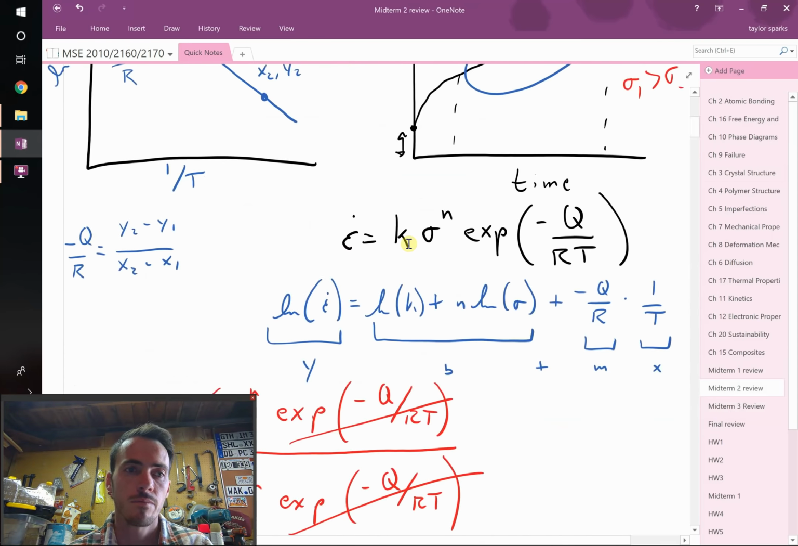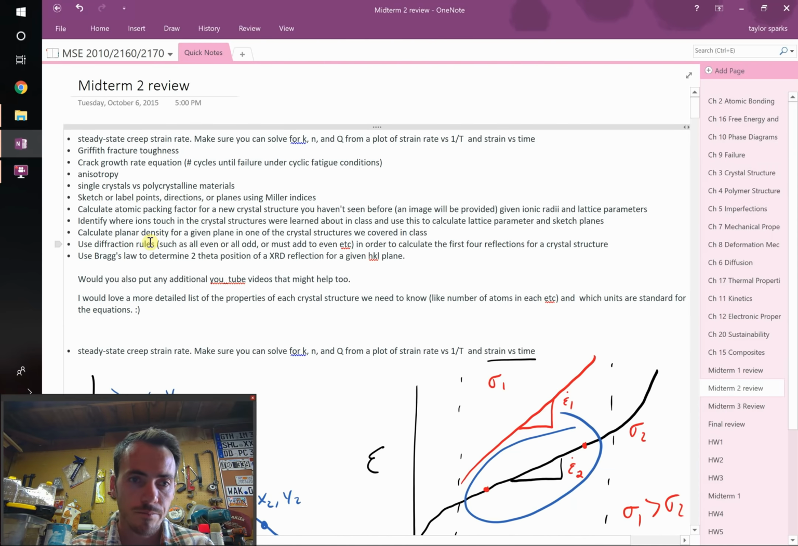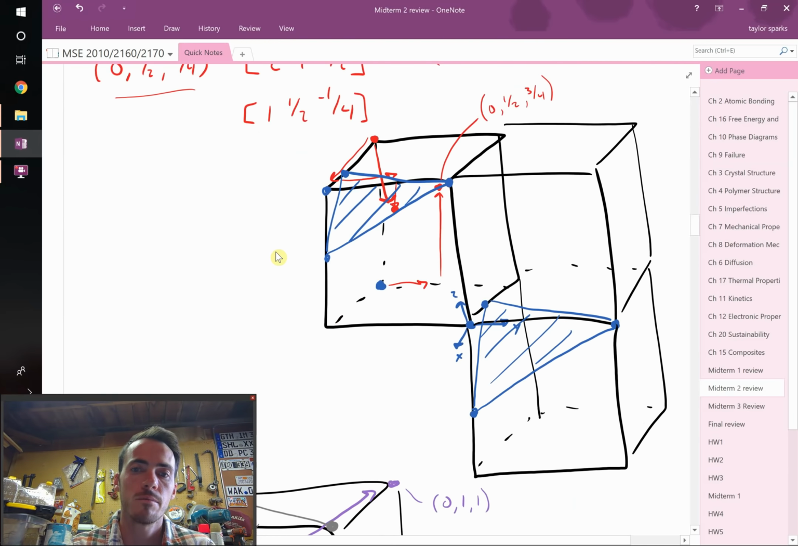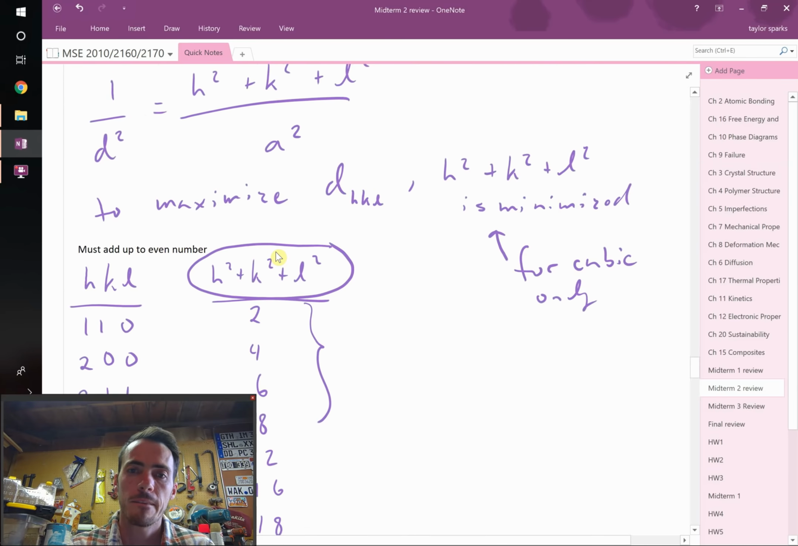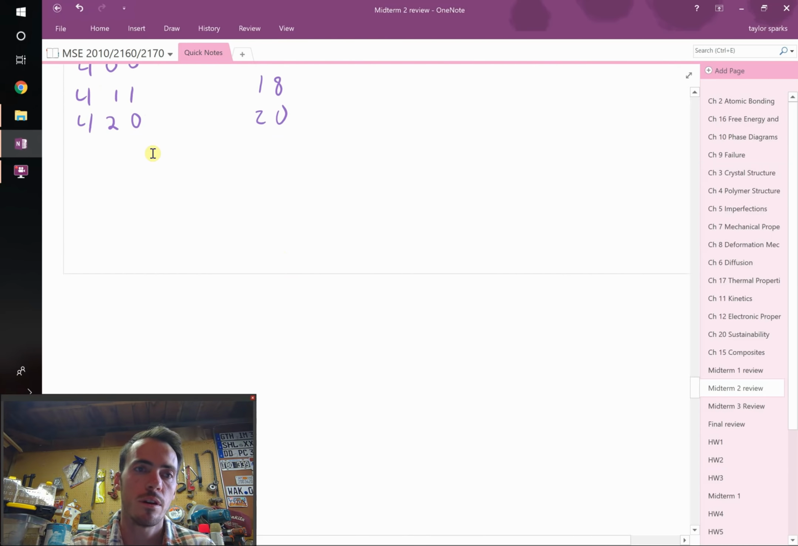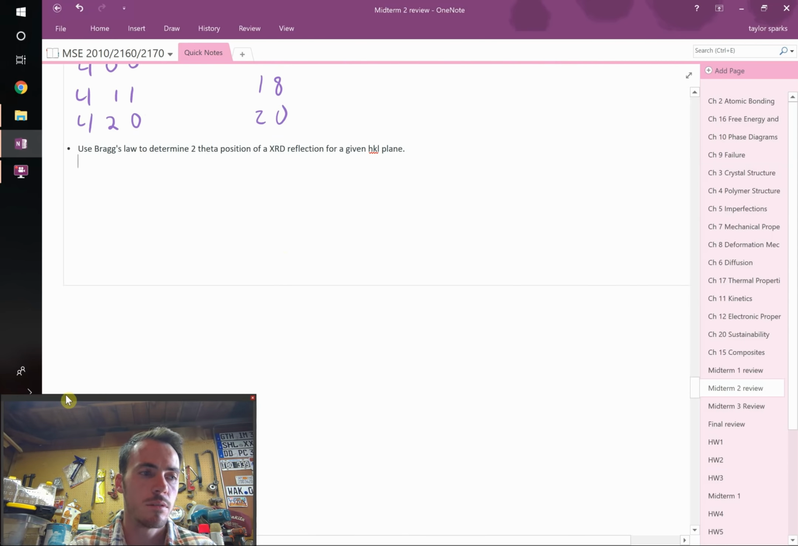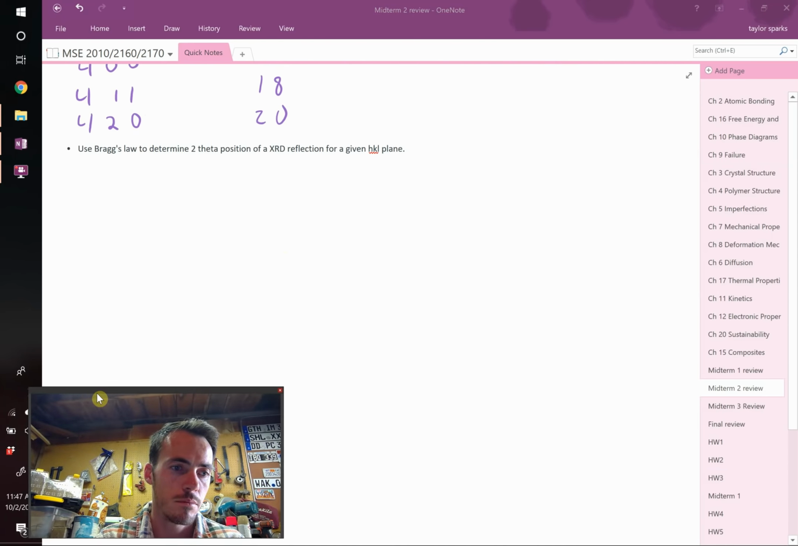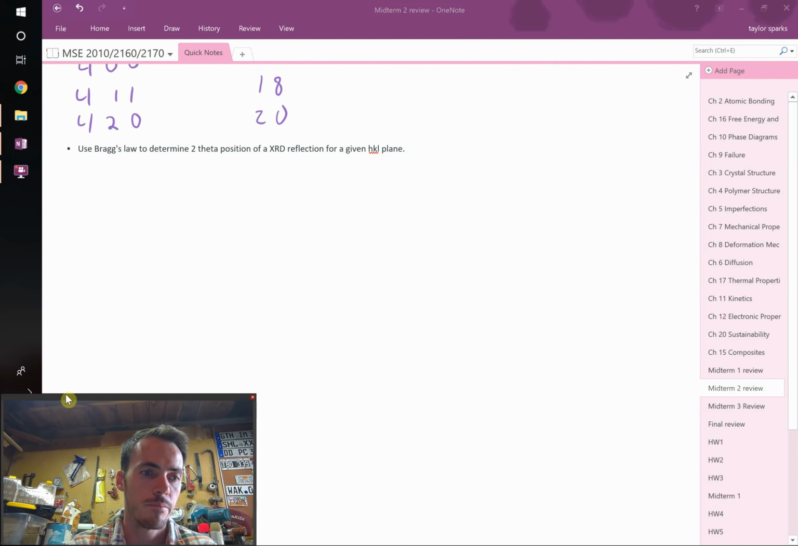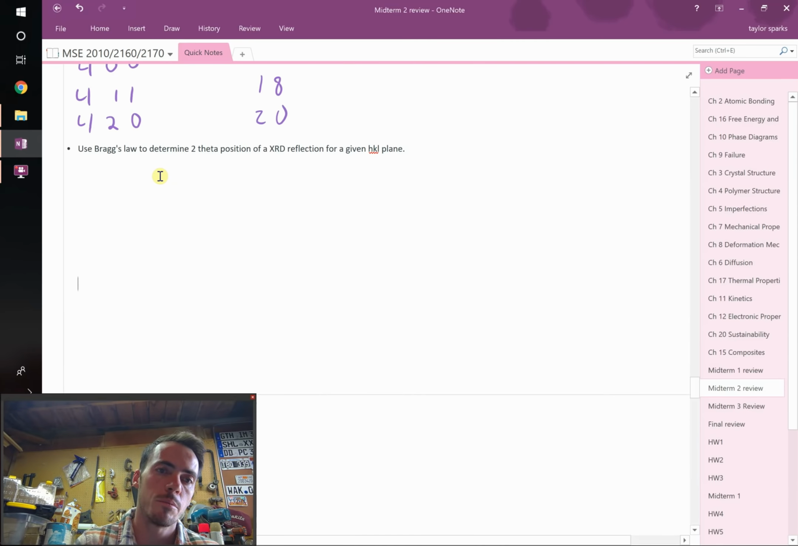All right, let's do the next one. Use Bragg's law to determine the 2 theta position of an XRD reflection, okay? This will be the last one we cover without any follow-up video. Okay, so for this one, and how are we on time? Yeah, we're doing okay on time.